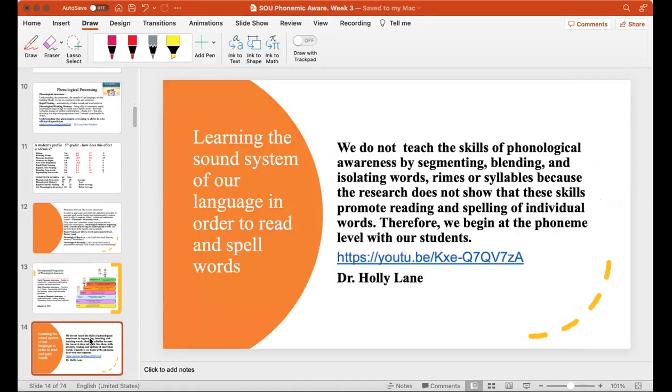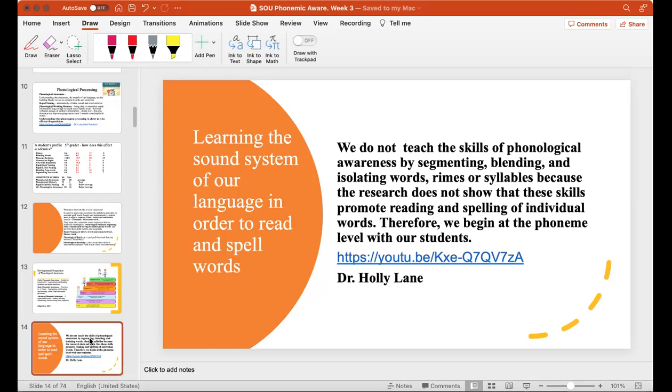Another thing that I encourage you to look at, and I did put this in the Moodle, is Dr. Holly Lane. You know, because you're going to hear me say this every time we work. The UFLI work that she's done for the manual. One of the things that she said is that there is no research that shows segmenting and blending and rhyming syllables promote reading and spelling of individual words. It is with the sounds, the individual sounds.